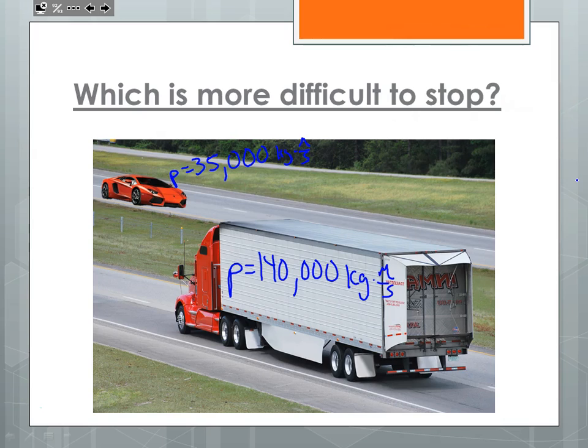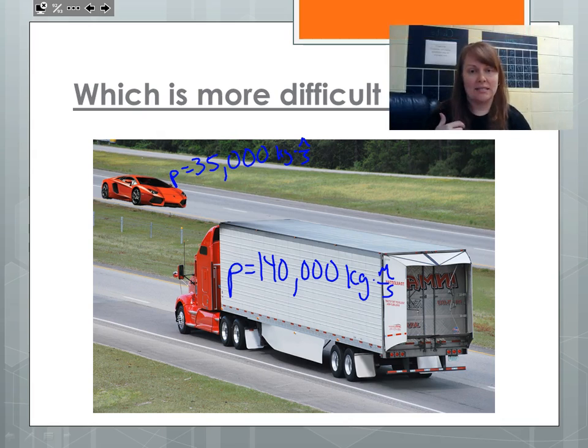So which one's going to be more difficult to stop? If you said the truck, you are correct, because it has more momentum. So it's going to take more force to stop the truck than what it would do to stop the car. Pretty simple. So for the next 4 questions that you have, you're just going to use that equation where P equals mv, and P represents momentum, M represents mass, V represents velocity.